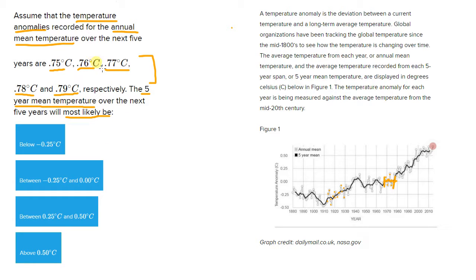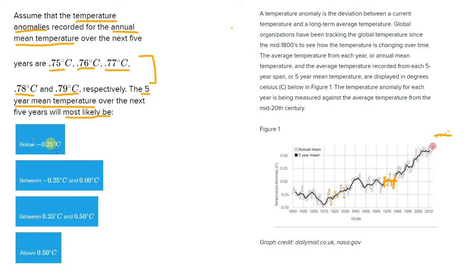Without even having to do any actual arithmetic, we can see that if the temperatures are between 0.75 and 0.79, then the average will fall somewhere between 0.75 and 0.79. So if we had, let's say, up here was where we had it, 1, 2, 3, 4, 5, the average would be somewhere about there.